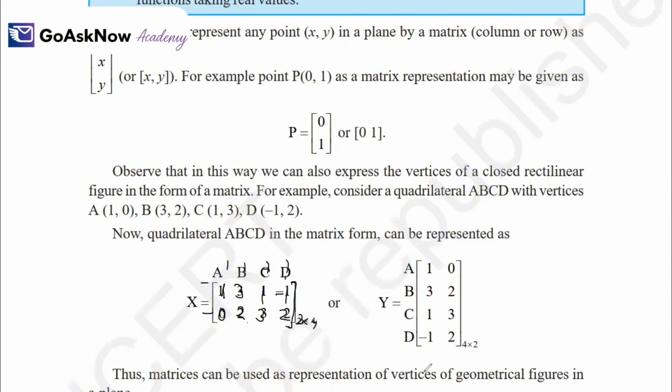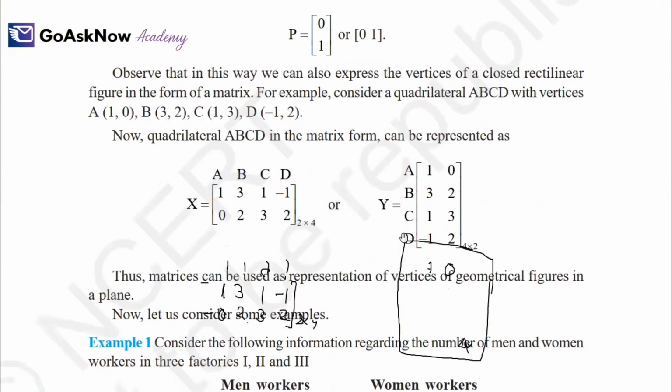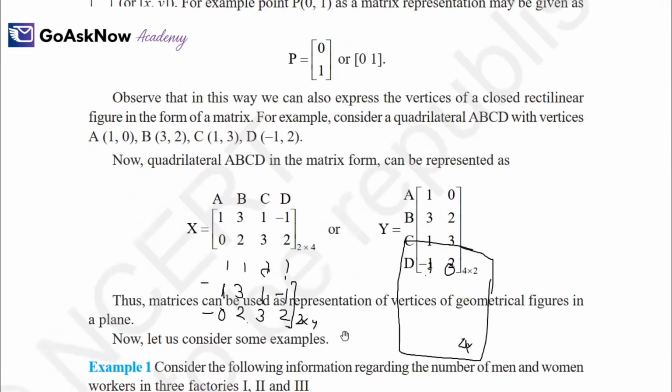The other method is to represent it like this also. You can represent the points ABCD row wise. 1, 0 is represented in a row, whereas before it was represented column wise. So here the order is 4 cross 2 because there are 4 rows and 2 columns. Thus, matrices can be used as a representation of vertices of geometrical figures in a plane. So that is the method of representing any figure in a plane.